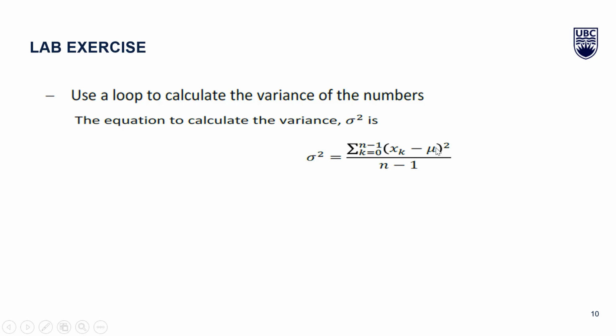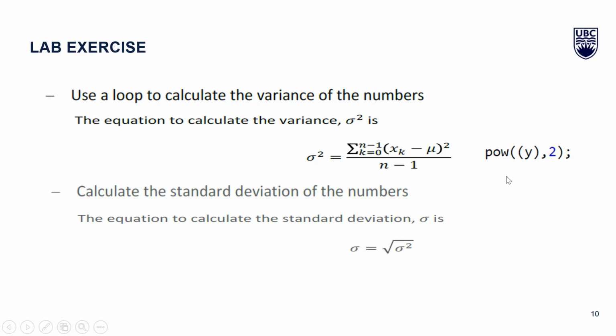This process is like the summation process, and here we have to take the square, the power of 2. So you can use the power function with 2 to calculate the square, and after that you are required to calculate the standard deviation of the numbers. The standard deviation is the square root of the variance. So here you can use the square root function of C++, which can be written as you see here, sqrt. This function can calculate the square root of the variance in order to calculate the standard deviation.